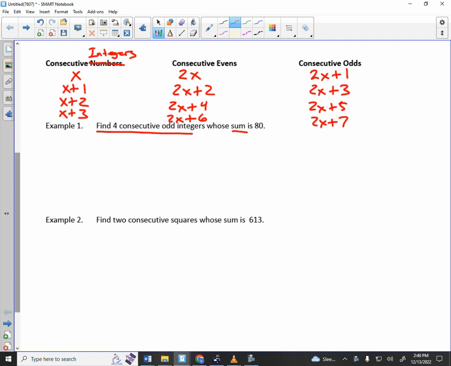So I've laid those out for you. When it says find 4 consecutive odd integers whose sum is 80, I'll take those consecutives, 2x plus 1, 2x plus 3, 2x plus 5, and 2x plus 7. And those all have to add to 80. So what are you going to do?